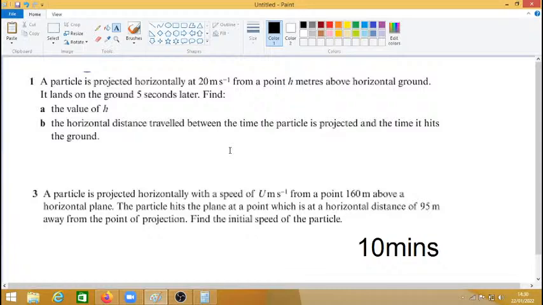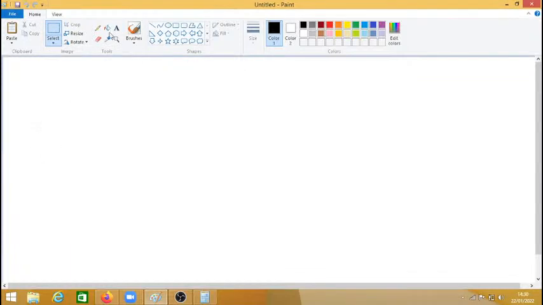Okay, if you can print screen those questions, or if you've got the book, then it's page 110. It looks like you need a lot more practice on the basics, so try to get that done as soon as possible.